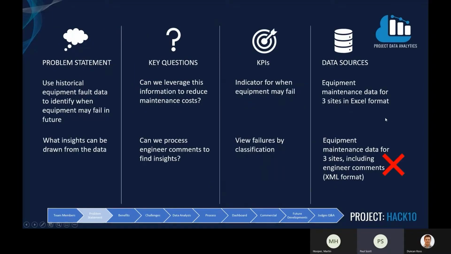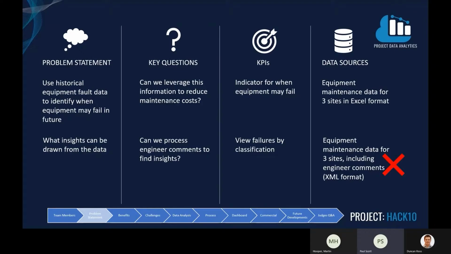The data included items such as work orders, equipment, cause and remedy, to identify when equipment may fail in the future and what insights can be drawn prior to it. Insights we hope to gain from it are, can we reduce maintenance costs, potentially identifying a problem before a failure, and using engineering comments to find insights. For example, slight corrosion versus heavy corrosion on failure could indicate that heavy corrosion is on the way. We would like to see an indicator for when equipment may fail and failure classification.